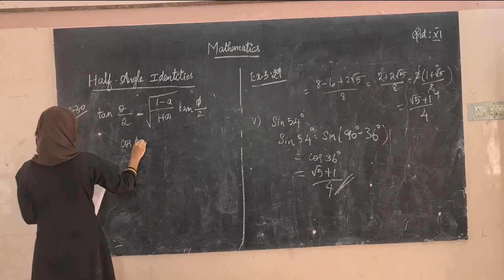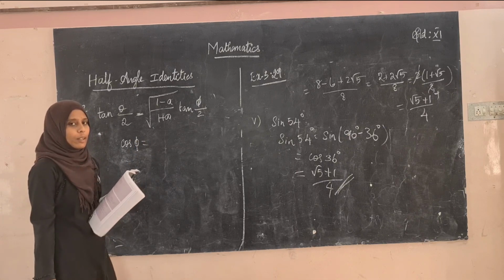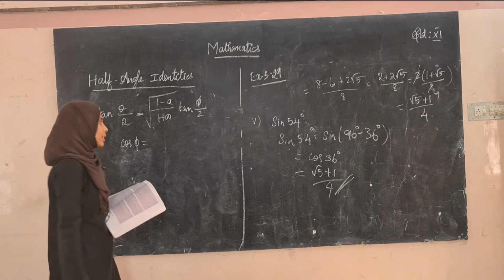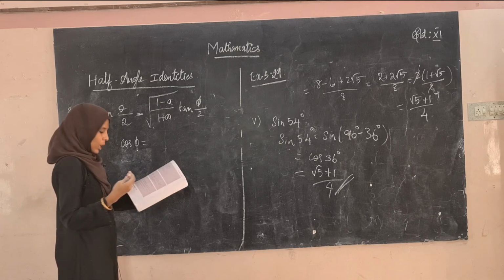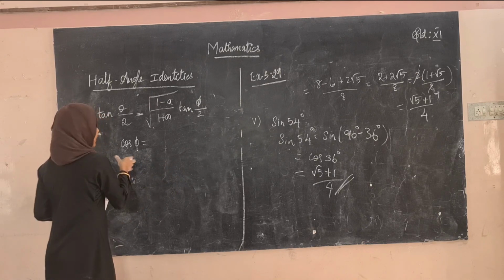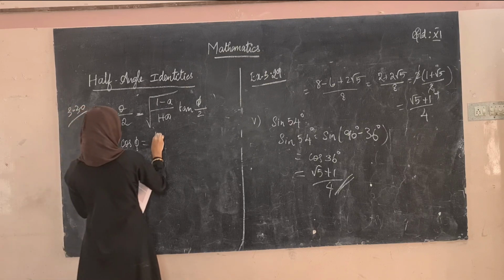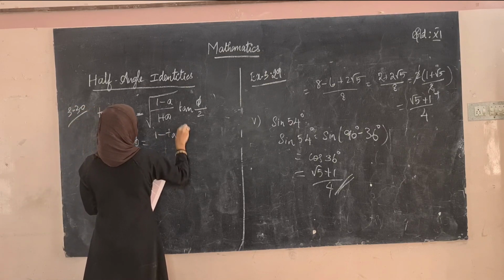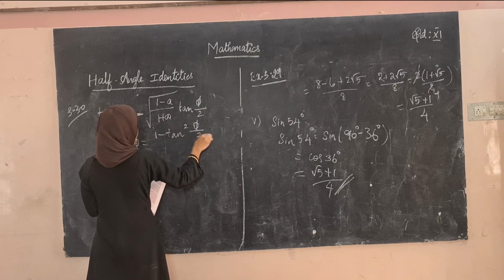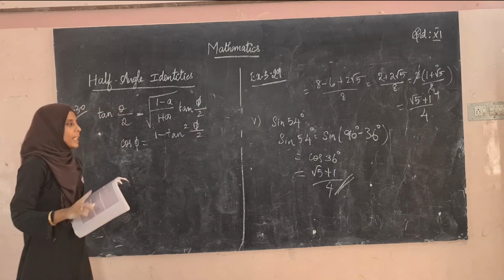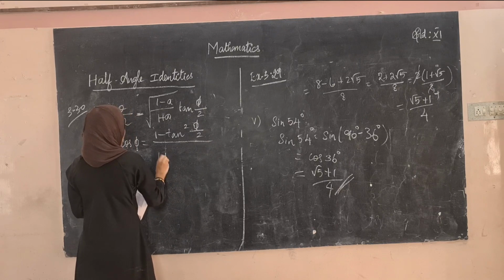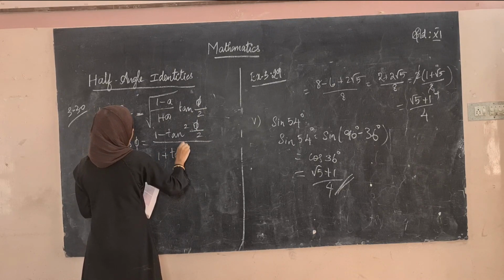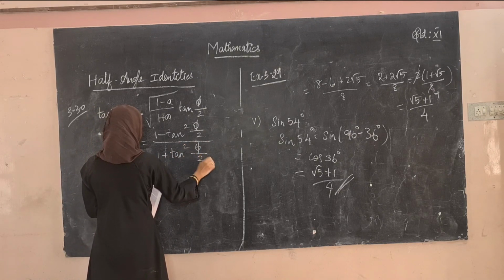Cos theta is equal to 1 minus tan square theta divided by 2, divided by 1 plus tan square theta divided by 2. So here let us take cos phi, because we have to prove cos phi is equal to some value. So let us take cos phi equal to 1 minus tan square of phi divided by 2, the whole divided by 1 plus tan square phi divided by 2. This is phi, not pi, that is phi.